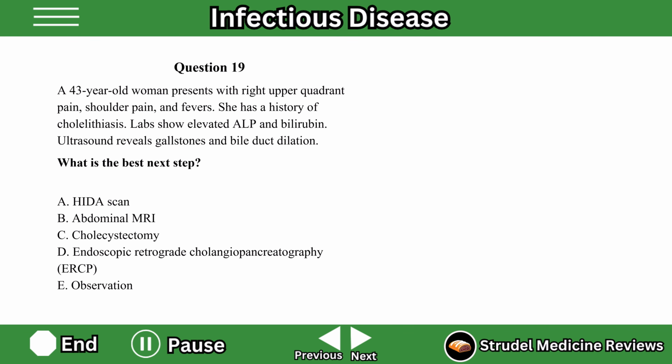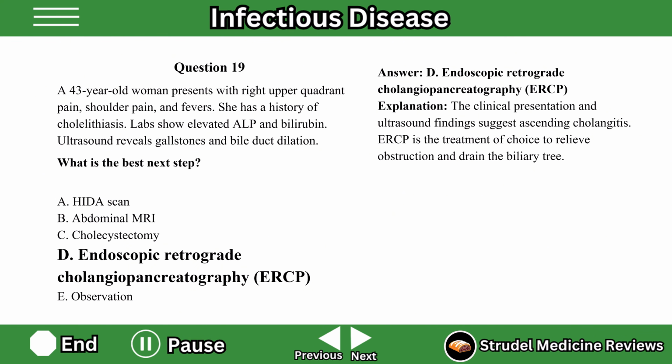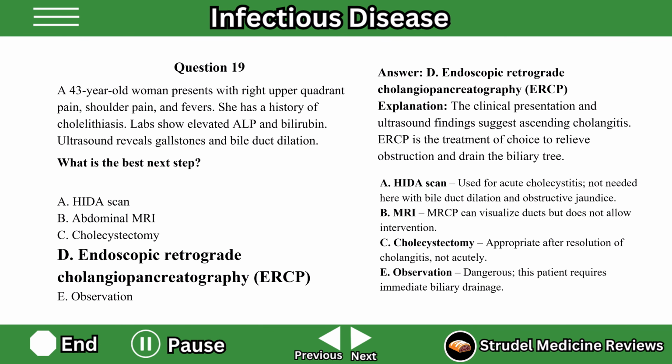So you should be thinking about D, ERCP, because again, this is a 43-year-old woman that has a history of gallstones, now presenting with elevated alk phos and bilirubin, with right upper quadrant pain and fevers. So this meets Charcot's triad and suggests ascending cholangitis, in which case your treatment of choice to relieve the obstruction and drain the biliary tree is ERCP.